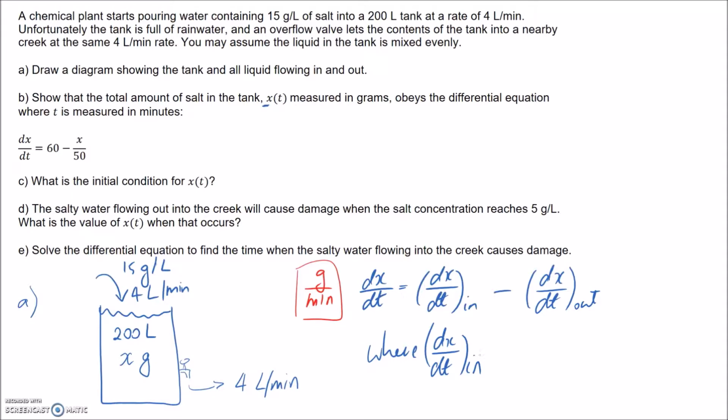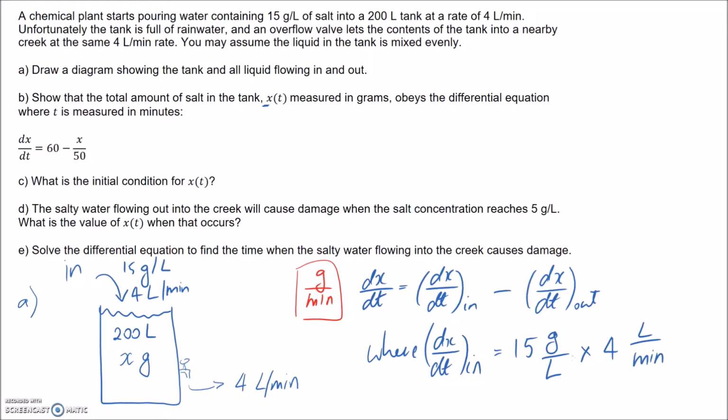Now we have a little bit of information, all this stuff here relates to the inlet. So what we're told is that we have a concentration of the flow of 15 grams per litre, and the flow rate is 4 litres per minute. Now what we're looking for is something in the units of grams per minute, and you'll find that if you do these two quantities multiplied together, so concentration times flow rate, you're going to end up with something in the right units that you're looking for. So I'm going to show you. So 15 grams per litre is our concentration, multiplied by 4 litres per minute as our flow rate.